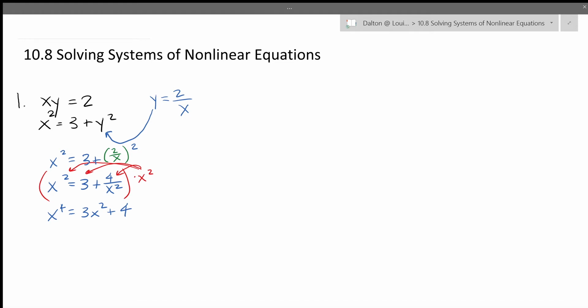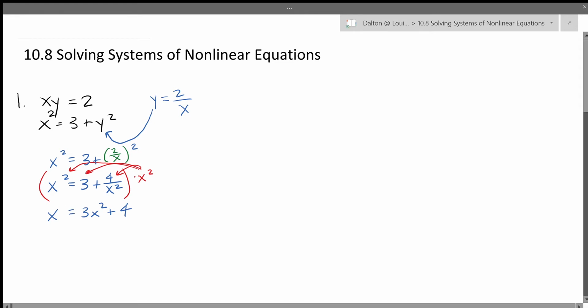Now you're like, well, Ms. Schweiner, what the heck? Now we have x to the fourth power. How are we going to solve that? Well, what you're going to do is move everything to one side. So I have x to the fourth power minus 3x squared minus 4 equals 0.